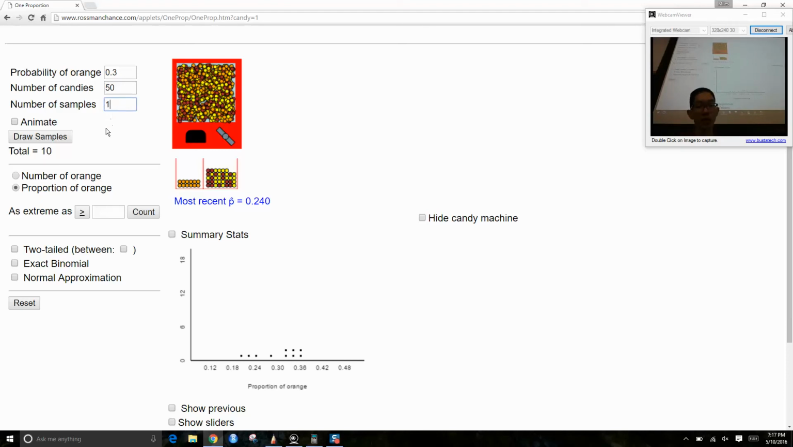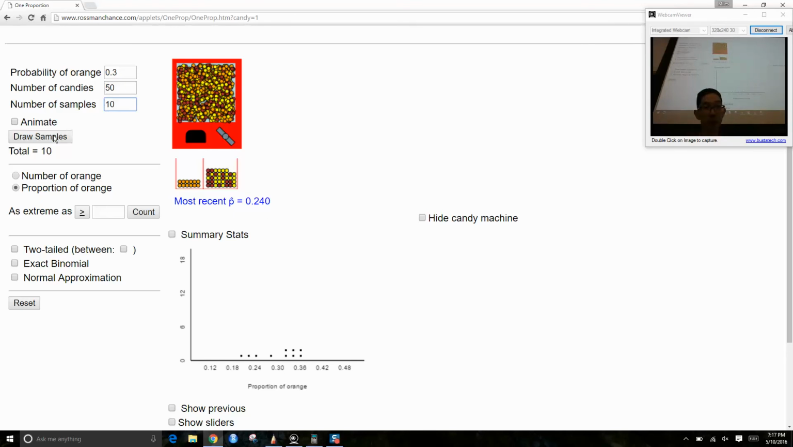So I can speed this up. I can say, draw 10 samples at a time, and we'll see the machine spin, and it's going to just throw 10 additional dots here. Can you see the process that's going on? We're just adding one dot. Now I'm going to add 10 dots, but basically each of these dots represents drawing candies out of the machine, counting up how many are orange, and plotting that proportion.